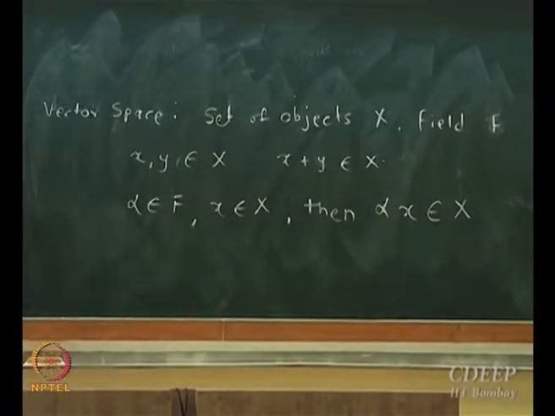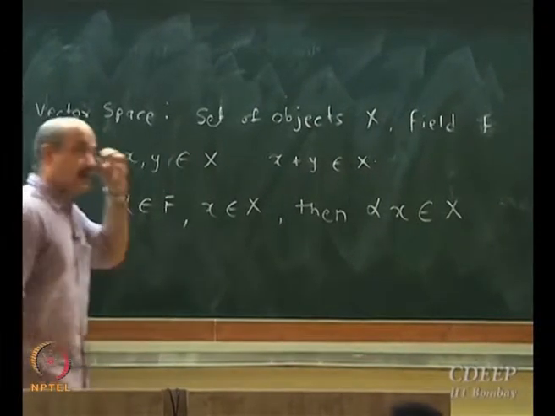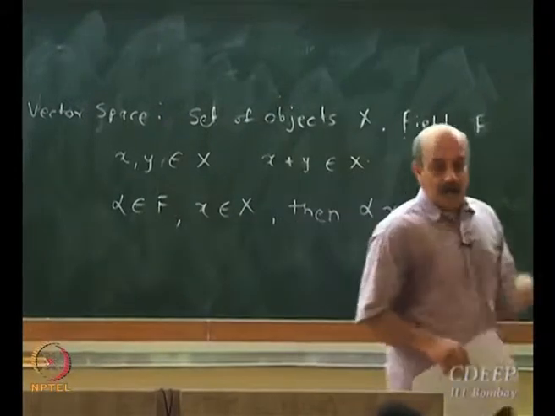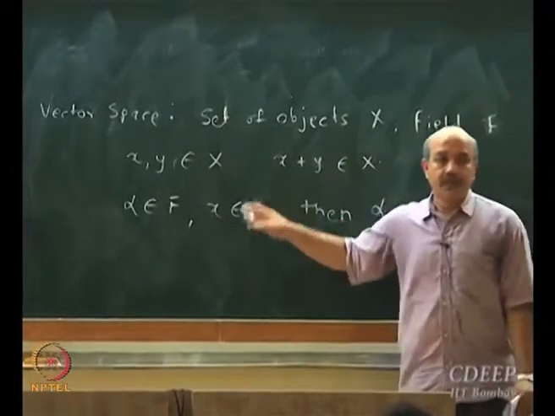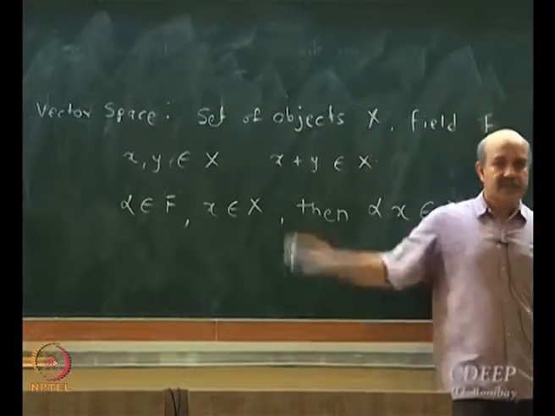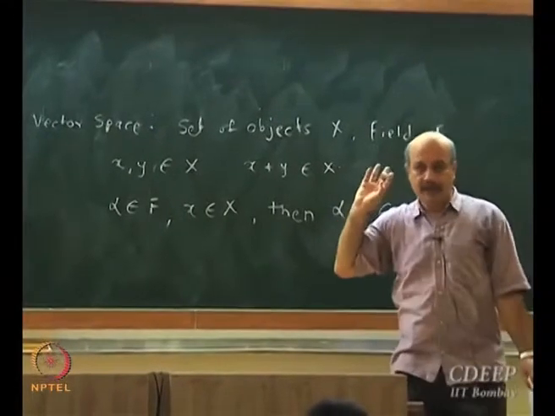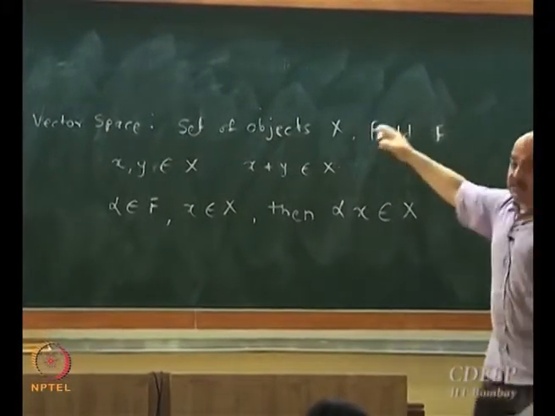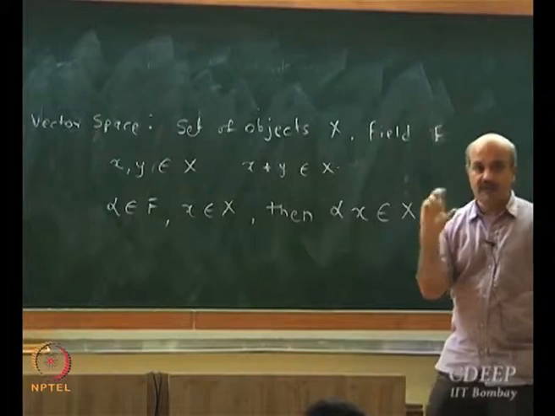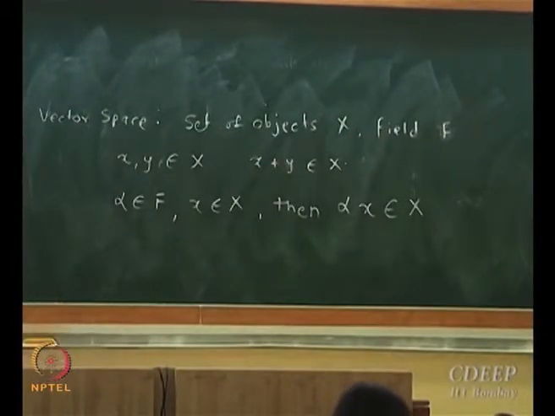So a vector space, a concept which is a generalization of three-dimensional vector space, is nothing but a set of objects which is closed under these two operations given the field F. Okay, it depends upon the combination. So these X and F are a combination. You cannot separate them. You have to consider them together.